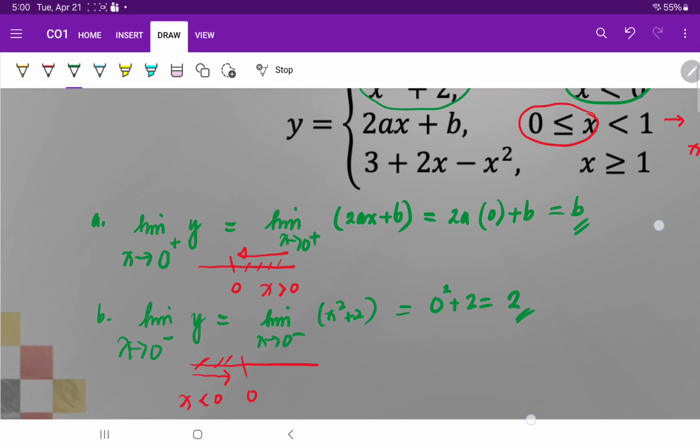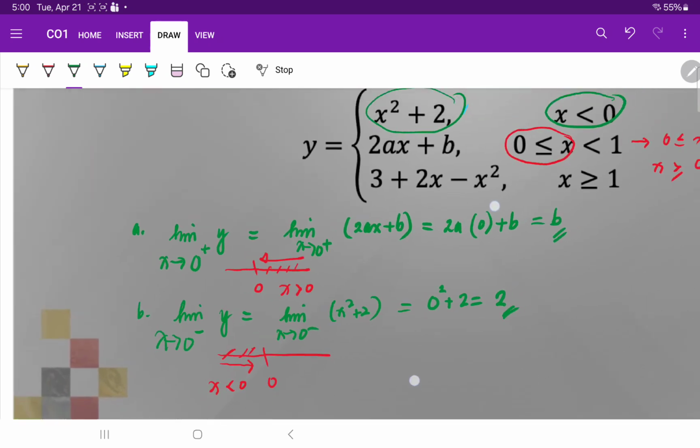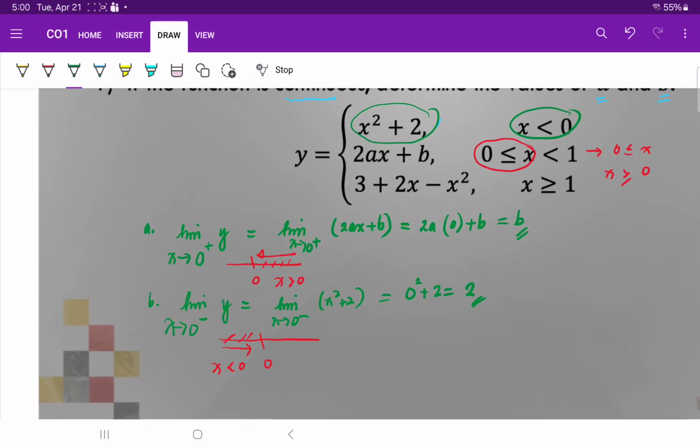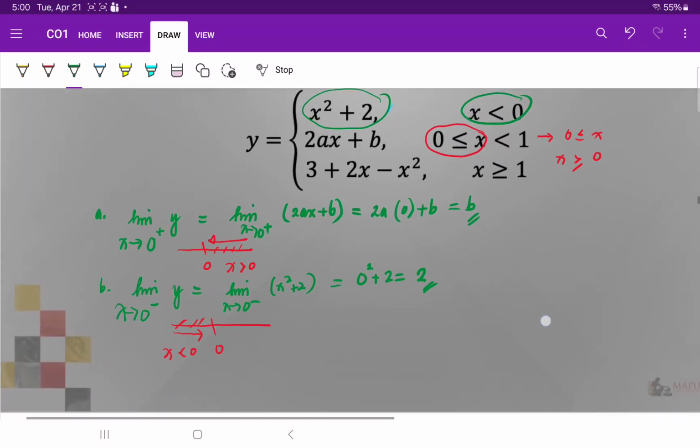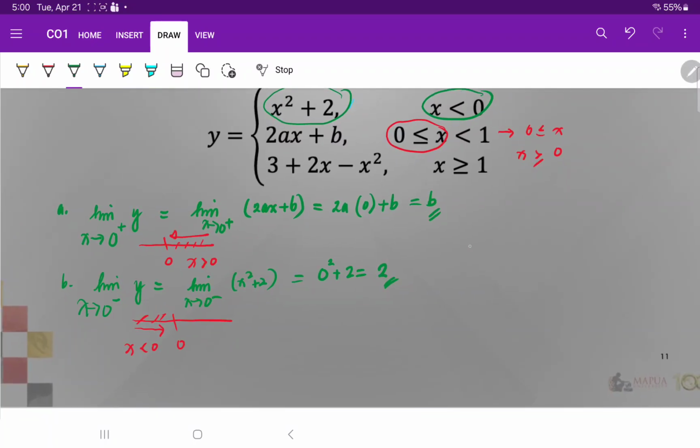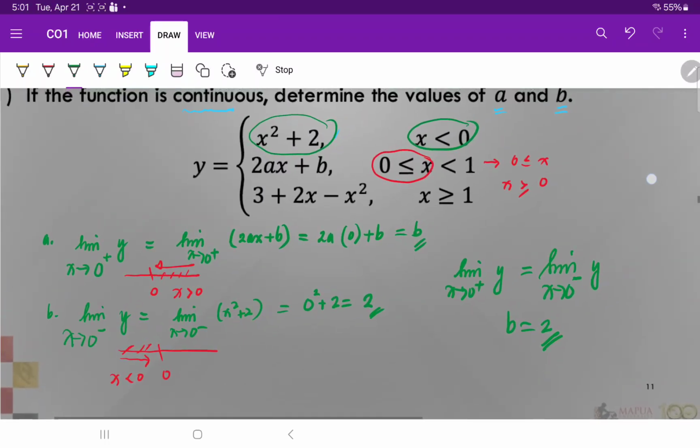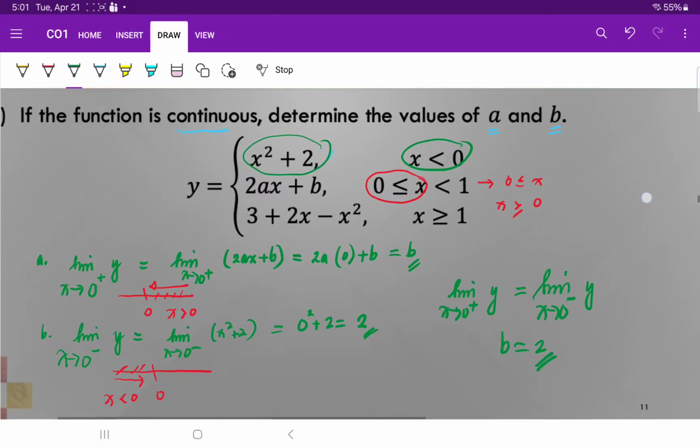Now, our condition for the function to be continuous is that the two-sided limit must exist. So for the two-sided limit to exist, the limit of y as x approaches 0 coming from the right must be equal to the limit of y as x approaches 0 coming from the left. Coming from the right, you have b. Coming from the left, you have 2. So we say that b equals 2. Now we already have a value for b.